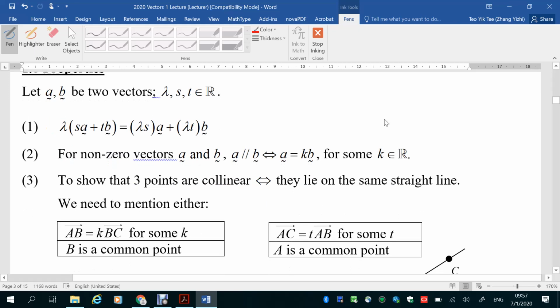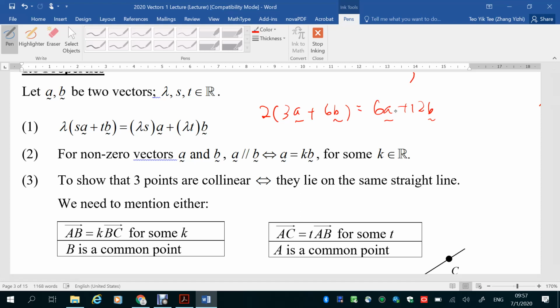Okay, first property, you can understand on your own. If I put a lambda in front of SA plus TB, it becomes lambda SA plus lambda TB. This is actually your distributive law. I know some of you don't like this ABCD rubbish, so I give you like that: 2 times of 3A plus 6B is equivalent to 6A plus 12B. Nothing fantastic, just your distributive law that you have always been proficient with.